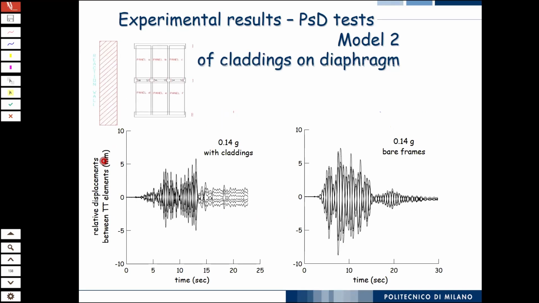But which was the effect of the cladding or not on the connection? Well, I don't know whether you can see here. Actually, these diagrams here represent, well, let me highlight with the pen.